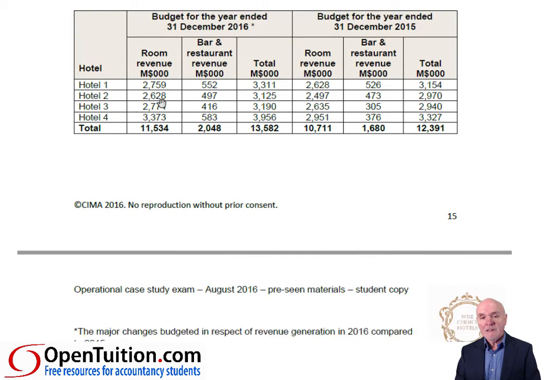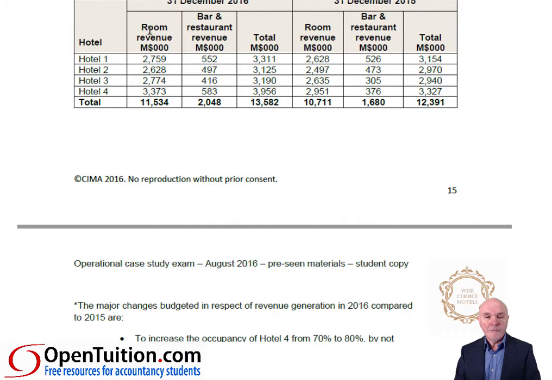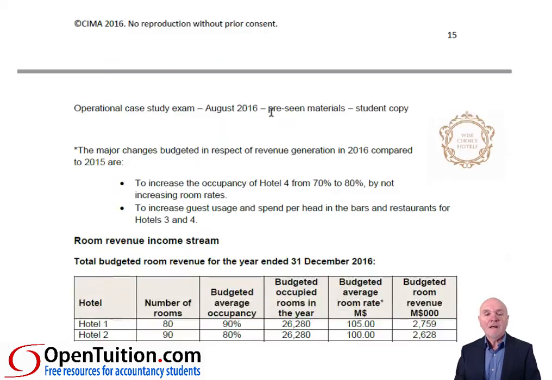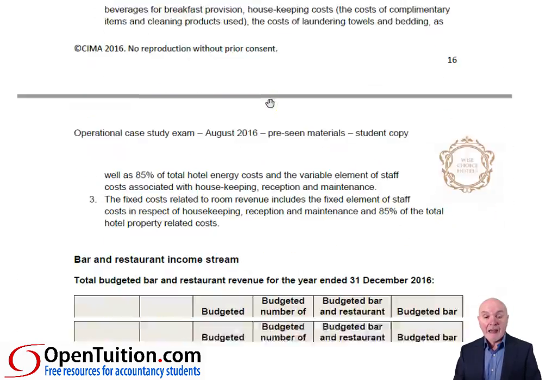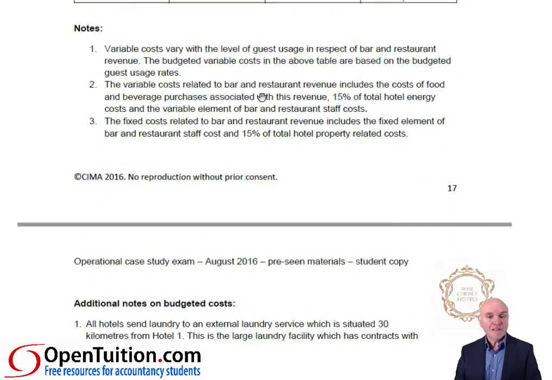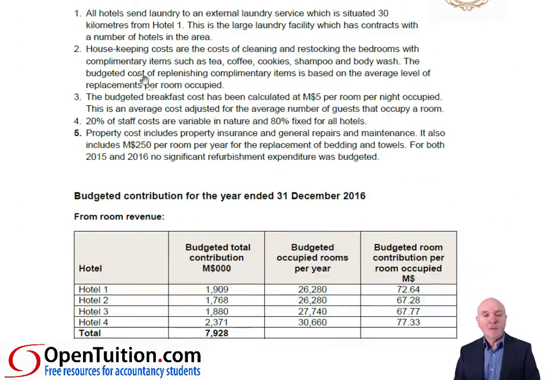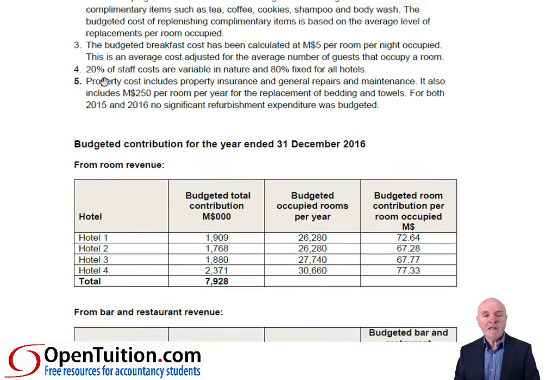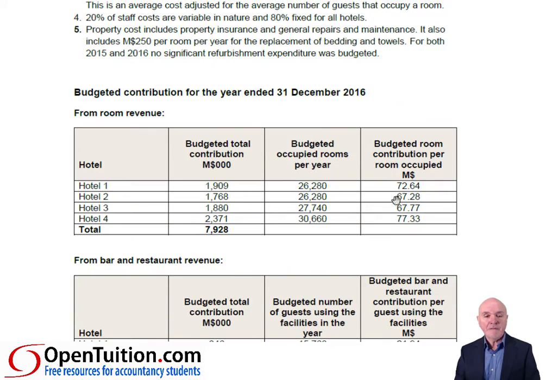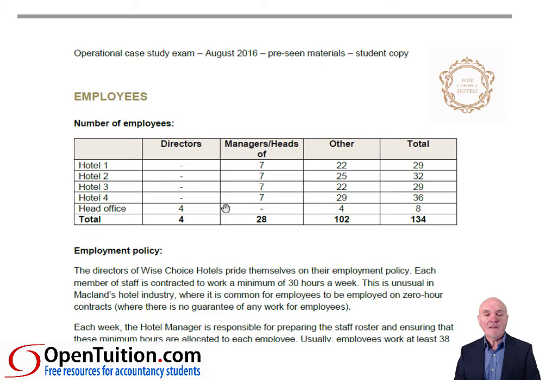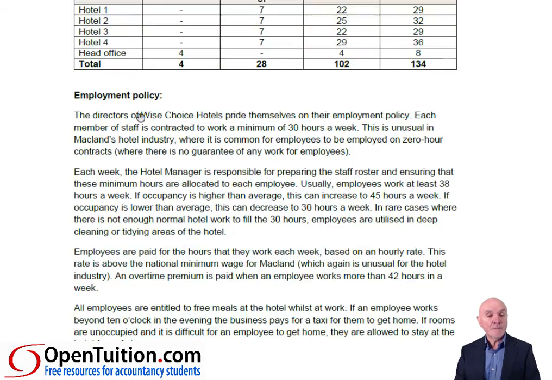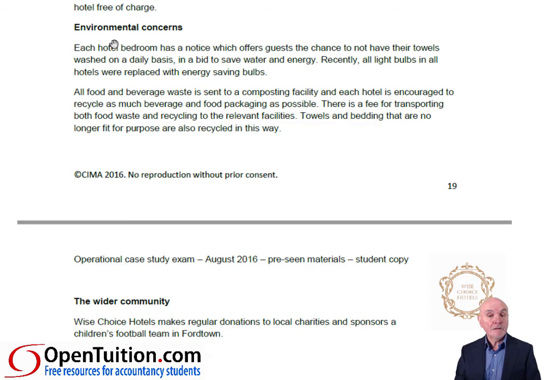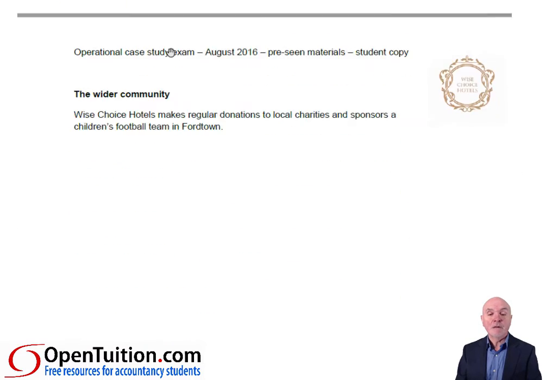Budgeted revenues broken down between the rooms, the restaurant, and so on. And where else? Still financial information for each of these hotels here. Some assumptions about the budgets in here. More information about the revenue and profits and occupancy and so on. Within that, information about the employees and the employment policies, environmental concerns. Of course, hotels have a lot of laundry, a lot of water is used, a lot of heating is used, and so on.